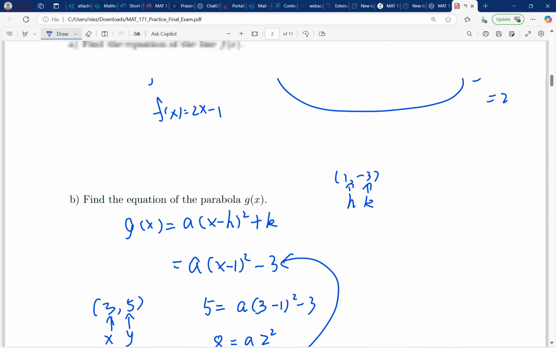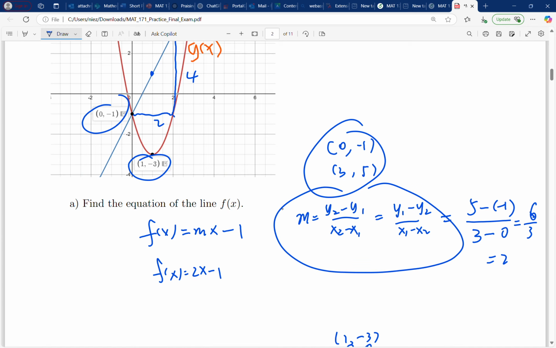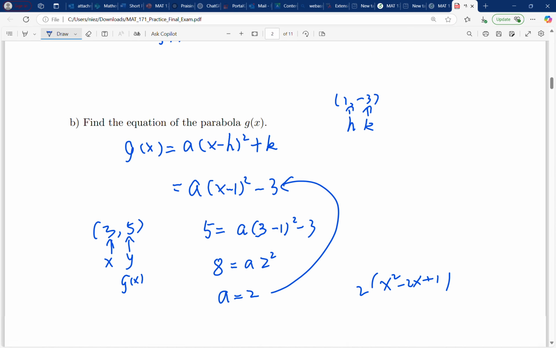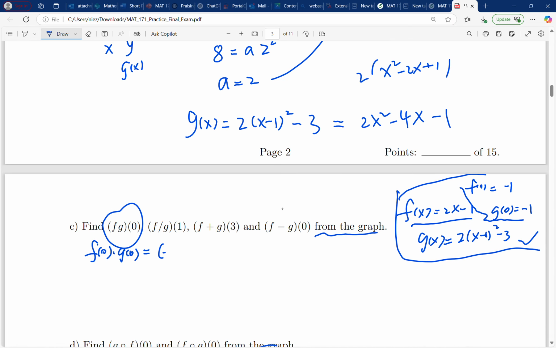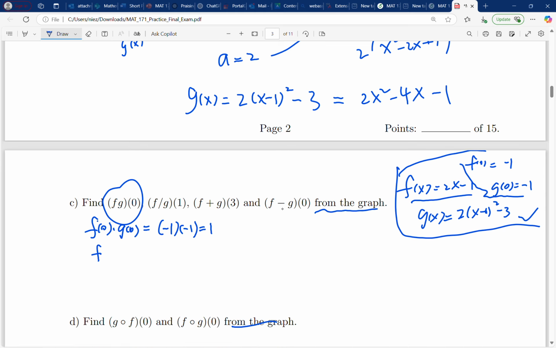So f of 0, you can find the value from the graph. F of 0 is -1, and g of 0 is also -1. So here, -1 times -1 equals 1. And the second one, f over g of 1 is equal to f of 1 over g of 1.